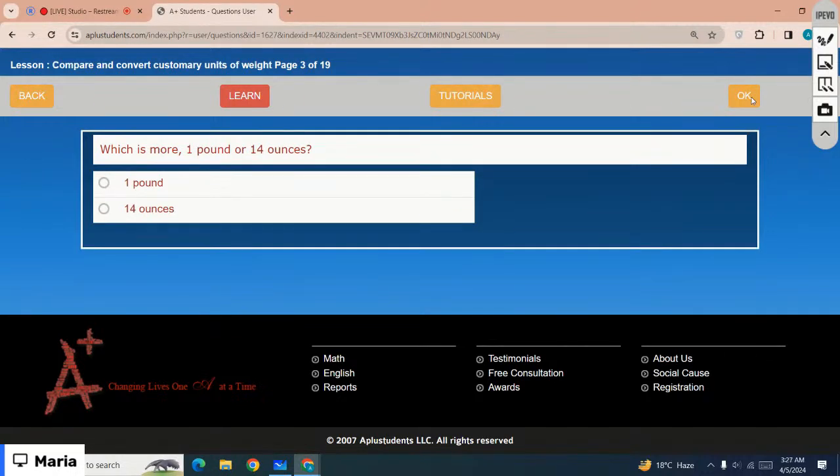Because in 1 ton you have just 2,000 pounds. Which is more, 1 pound or 14 ounces? That is, 1 pound is more, right? Because in 1 pound you have 16 ounces. So 16 is more than 14. Very good.